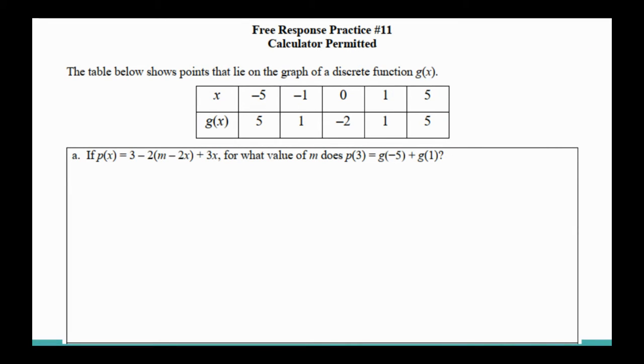Okay, so let's go over free response 11 and 12. For 11, if P of X equals that, what value of m does P of 3 equal that? I'm going to put the rubric up so you can grade yourself.